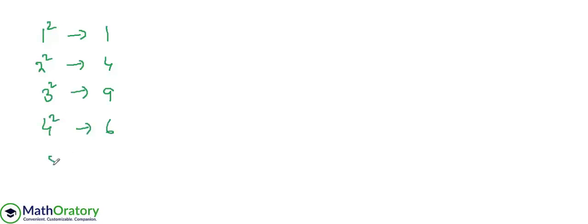So I'll just elaborate this by this way. If you look at 1 square, it ends with a 1. 2 square ends with a 4. 3 square ends with a 9. 4 square ends with a 6, 5 square ends with a 5, and 6 square ends with again 6, 7 square ends with 9, 8 square ends with 4, and 9 square ends with 1. So if you observe this, the 1 square and the 9 square end with 1, 2 square and 8 square end with 4, and so on.